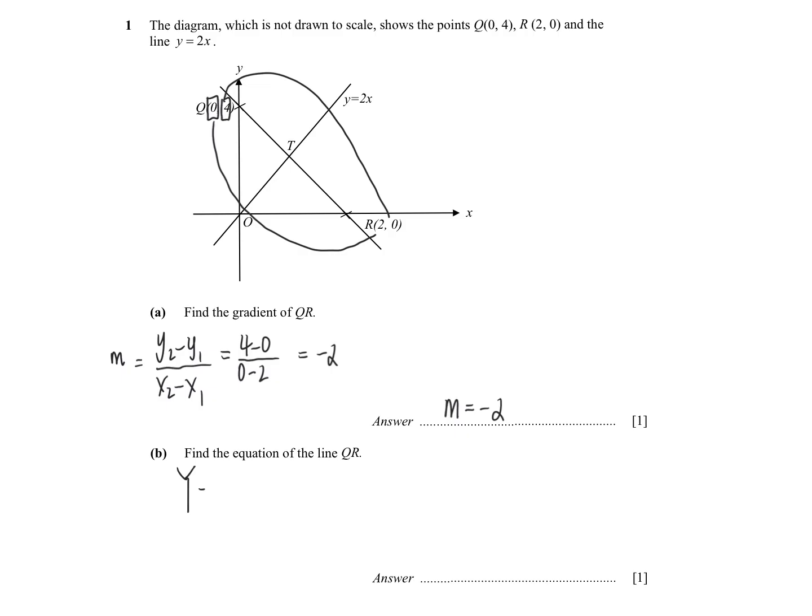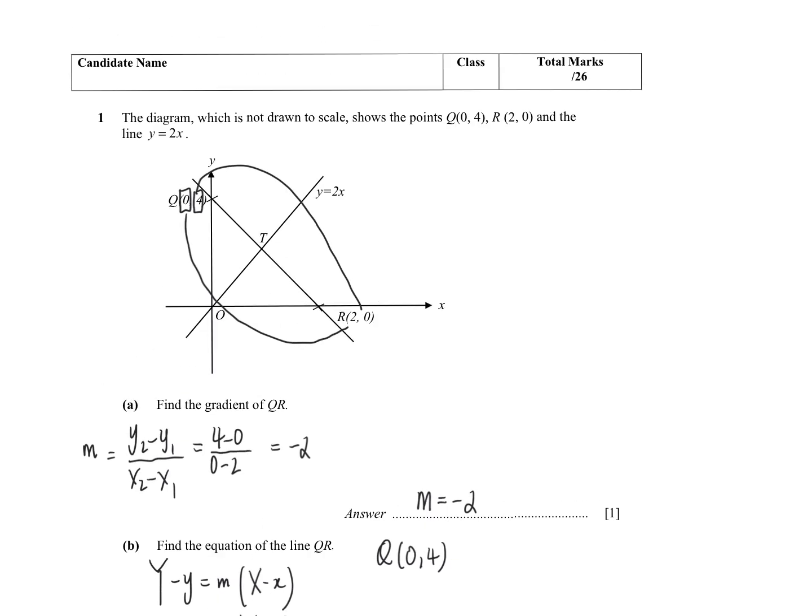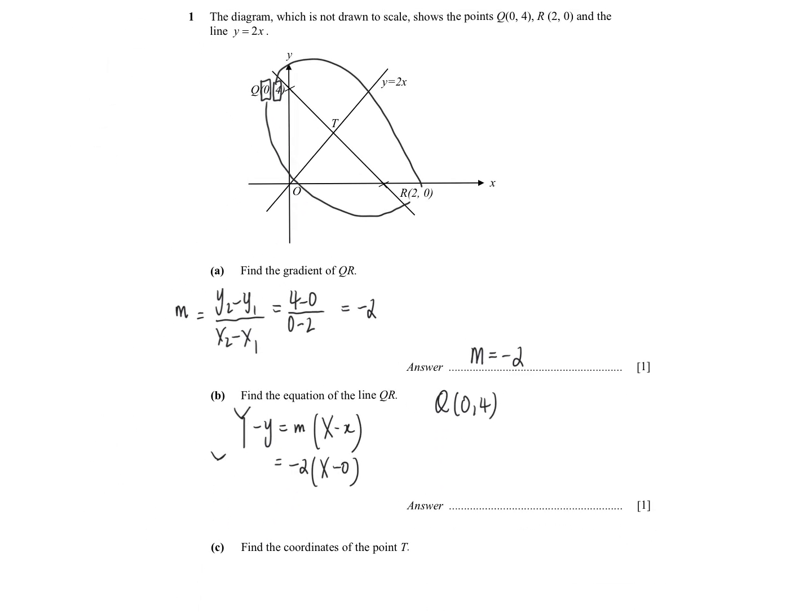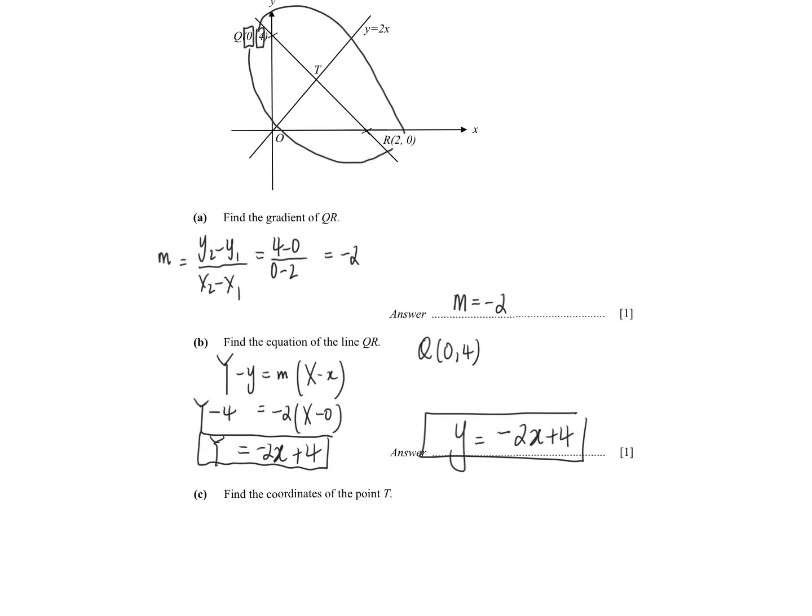Okay, next one, equation of QR. Use the formula big Y minus small y equals gradient times big X minus small x. So gradient is minus 2. Pick a point, let's say I pick Q. Then this is 0, and this is 4. So you should get plus 4. Okay, write the whole thing down. Don't give me minus 2x plus 4. It's not an equation, it's an expression. So you can write your equation to be this whole thing, not just minus 2x plus 4.